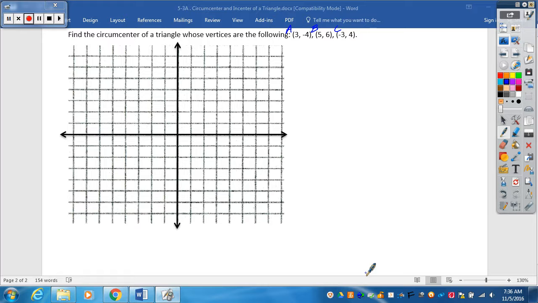All right, so we've got three points here: (3, -4), (5, 6), and (-3, 4). So 3, 1, 2, 3, 4. That point there is A. B is going to be at (5, 6): 1, 2, 3, 4, 5, and 1, 2, 3, 4, 5, 6. And C is at -3, 1, 2, 3, 4.